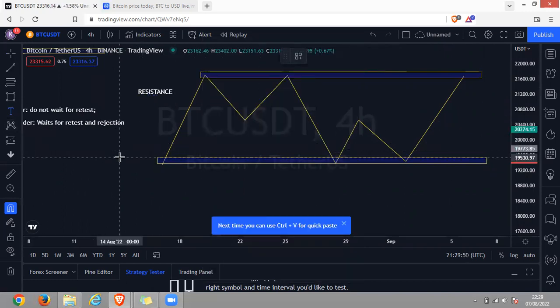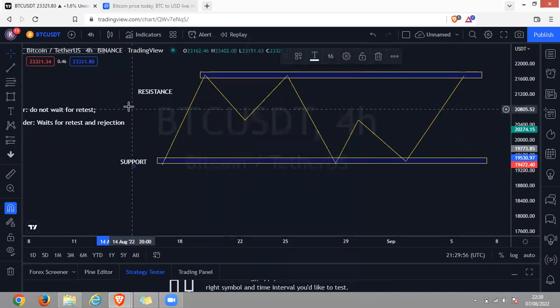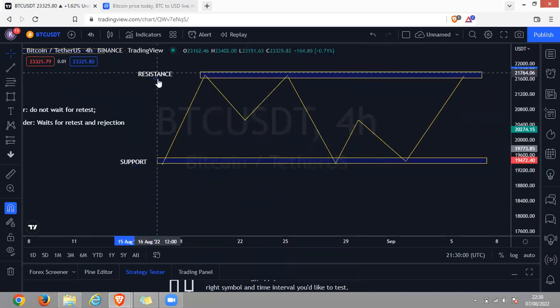So this becomes my support. I'm trying to make the video as short as possible. So this becomes my resistance, this becomes my support. So it becomes a key zone.